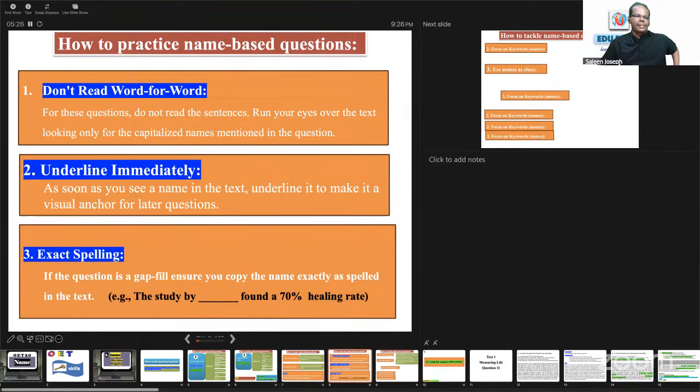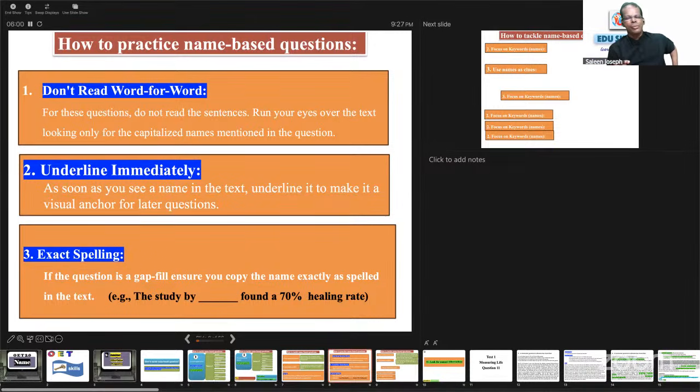Exact spelling. If the question is a gap fill, ensure you copy the name exactly as spelled in the text. And always I say copy and paste. Somebody was asking, how can you copy and paste when you are taking the exam on hard paper? You see, when they ask that question, I understand that you do not understand what copy and paste is. Copy and paste means no difference. Whether it is computer or writing, you have to copy and paste, meaning write exactly what is given in the text. No synonyms, no changes, no spelling mistakes.